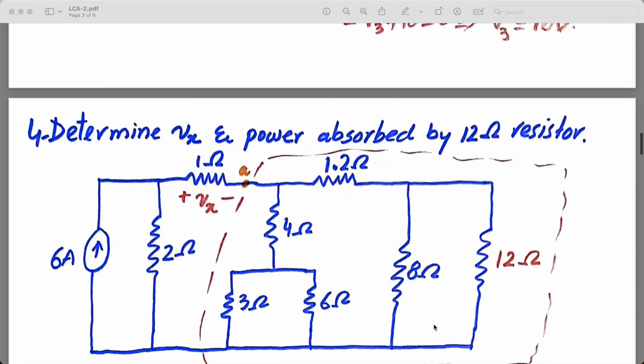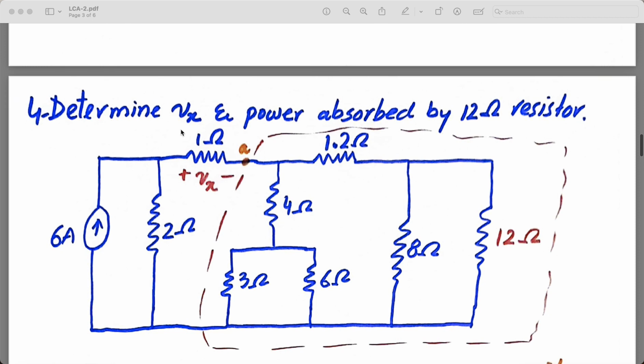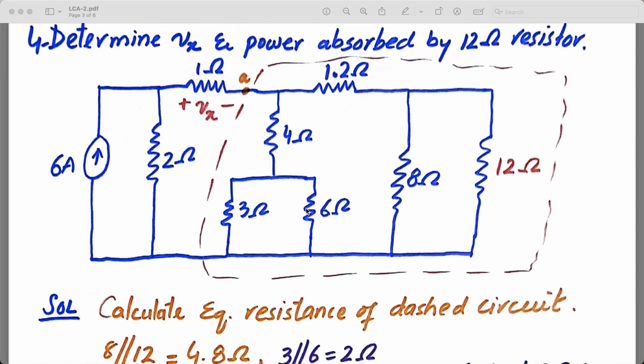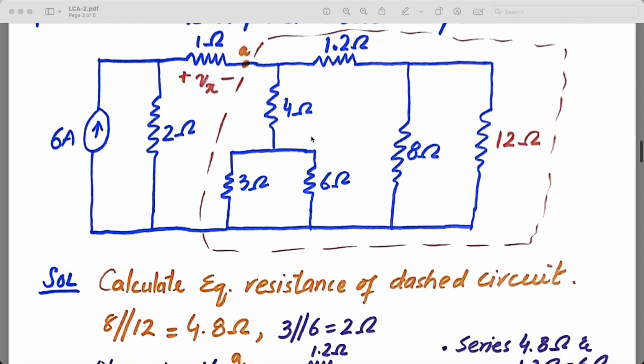Another problem is that you need to determine the unknown Vx and then the power absorbed by this 12 ohm resistor. In order to calculate Vx, you need to first calculate the equivalent resistance of this whole portion. So let's start by calculating the equivalent resistance of this whole portion.